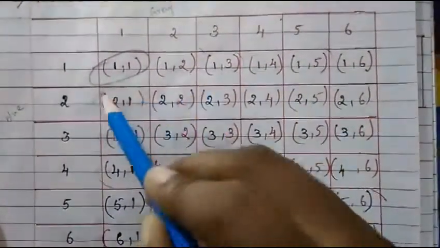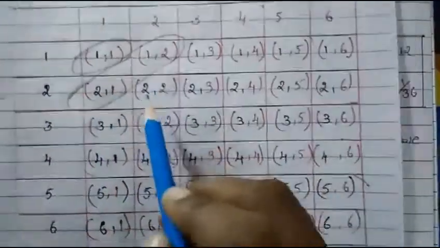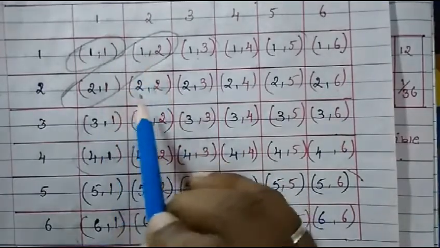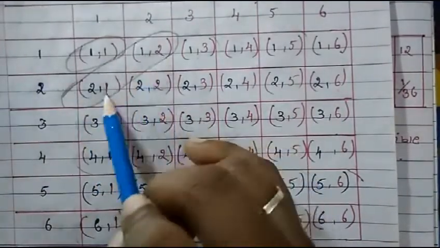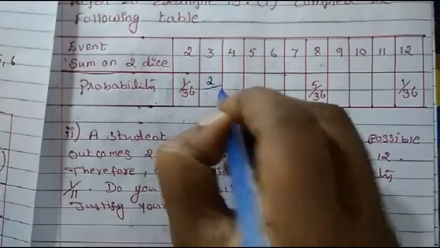So 2 plus 1, 1 plus 2. So 2 possibilities we have here. Can you see anywhere else you will get the sum 3? This will become 4. So 2 plus 1 is 3, 1 plus 2 is 3. So 2 possibilities are there, and you have to write down here there are 2 possibilities.